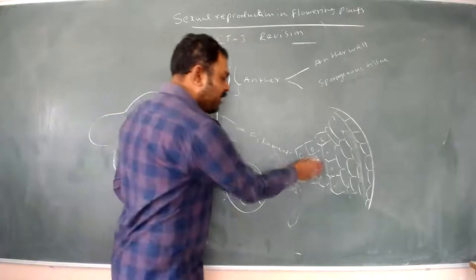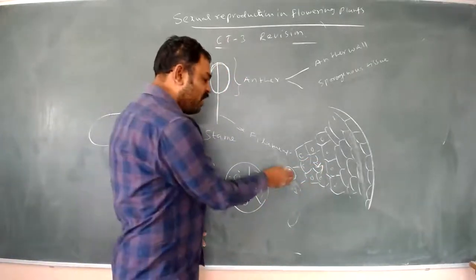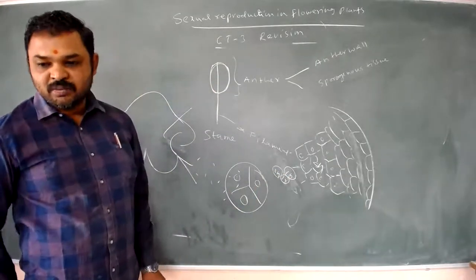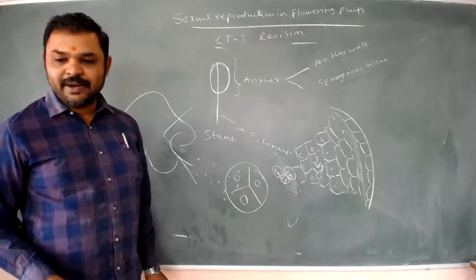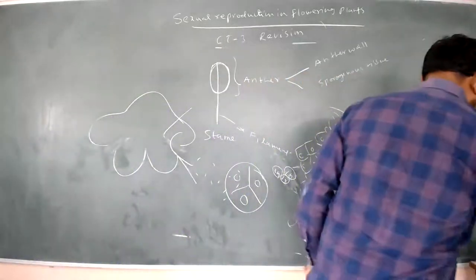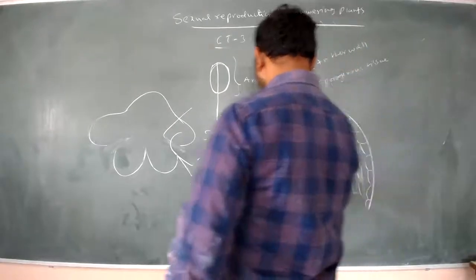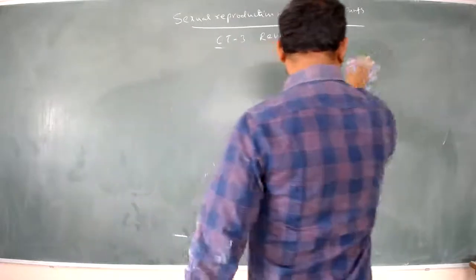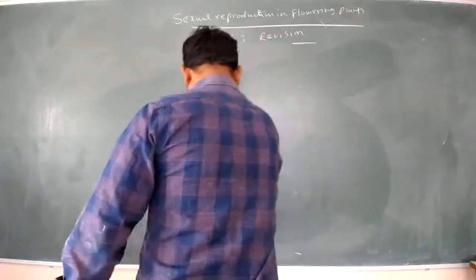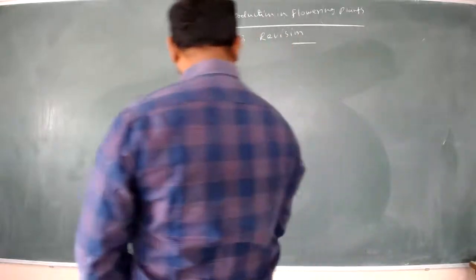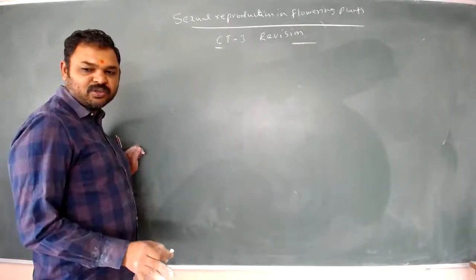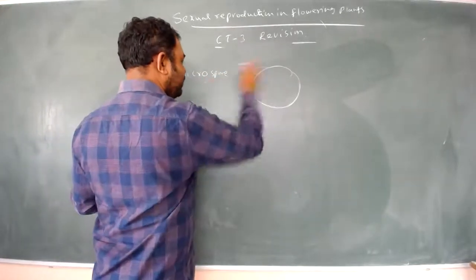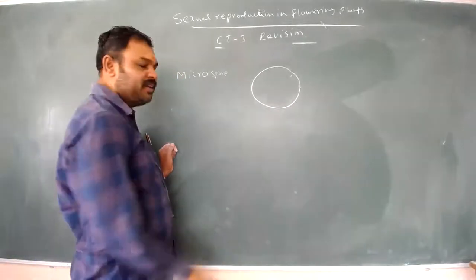The microspore mother cell, in diploid condition, undergoes meiosis. What will form here? Haploid spores are formed. How many spores have been formed? Four spores. But how are these four developed? Into pollen grains. When it comes to the pollen grain, how will it be? You see like this. This microspore is developed into the pollen grain. In this pollen grain, what would be there?